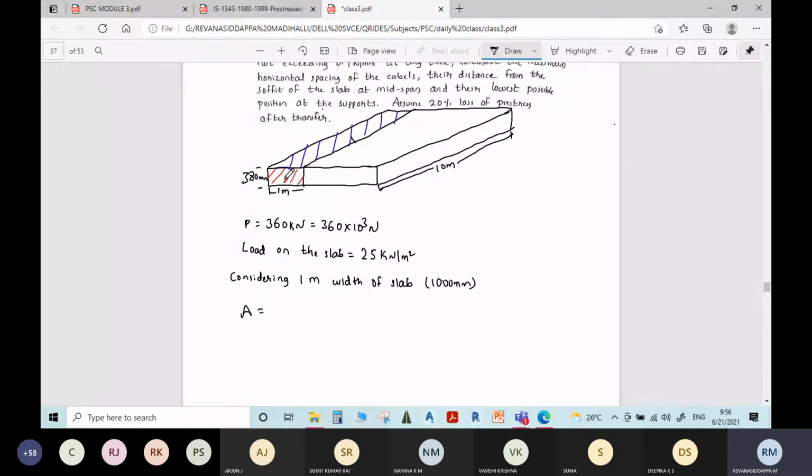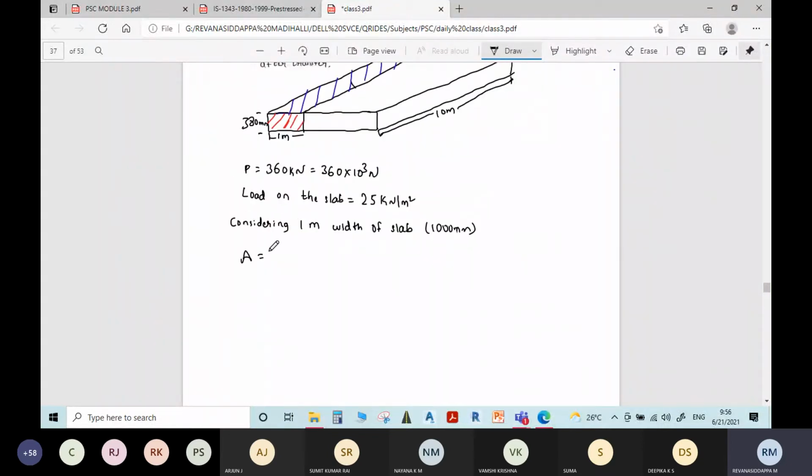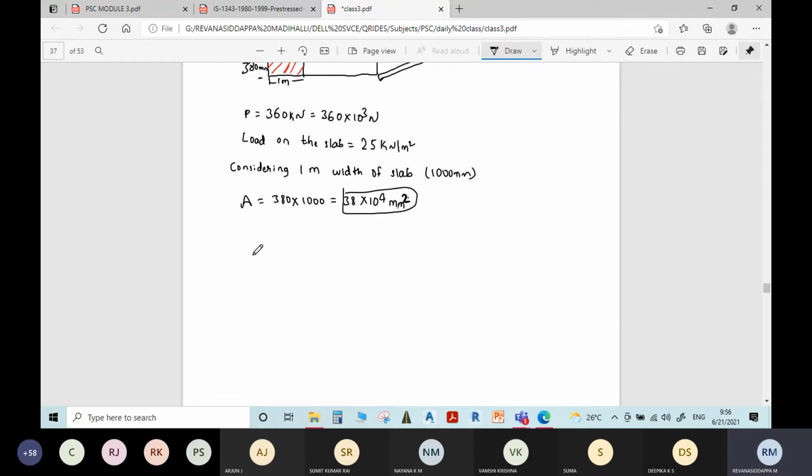Then you perform the design, and you incorporate the same design details for the remaining width of the slab. Therefore, area will be equal to 380 mm is the thickness, 1000 mm is the width. So it is 380 into 1000. How much? It is 38 into 10 power 4 mm square. This is the cross sectional area of 1 meter width slab.